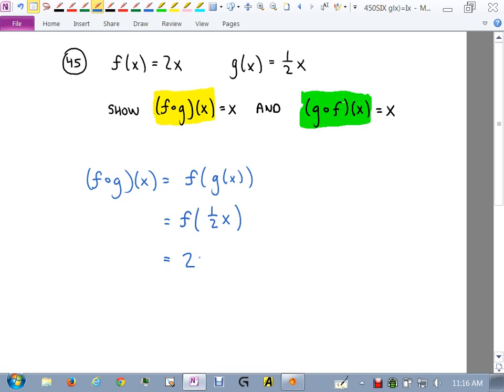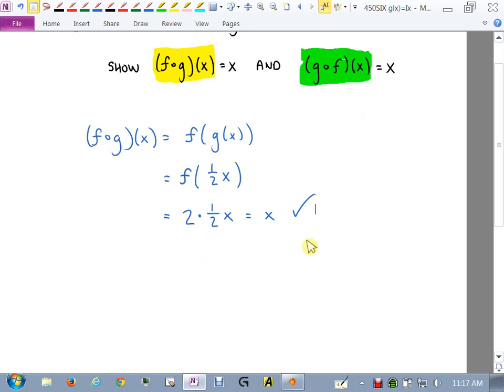2 times 1/2 x, right? So I'm just replacing this x right here with this whole expression. So that's it. And what's 2 times 1/2, or what's half of 2? 1, so that's just x. Check mark, meaning I showed the first thing, didn't I? I showed that f of g of x turns out to be x.